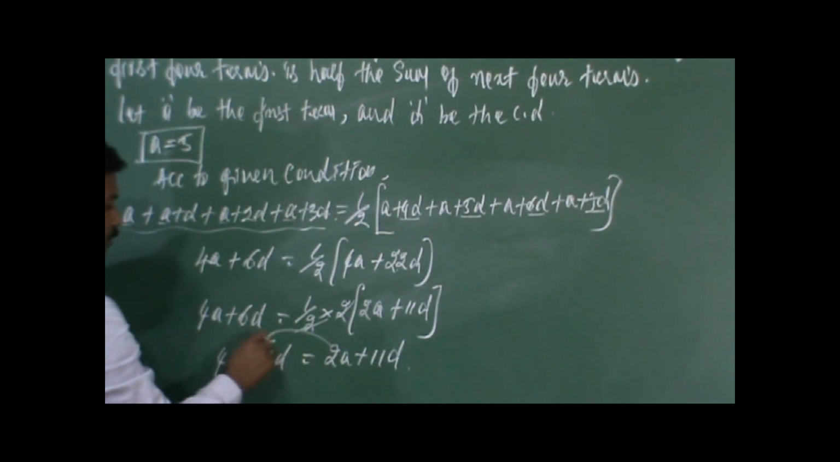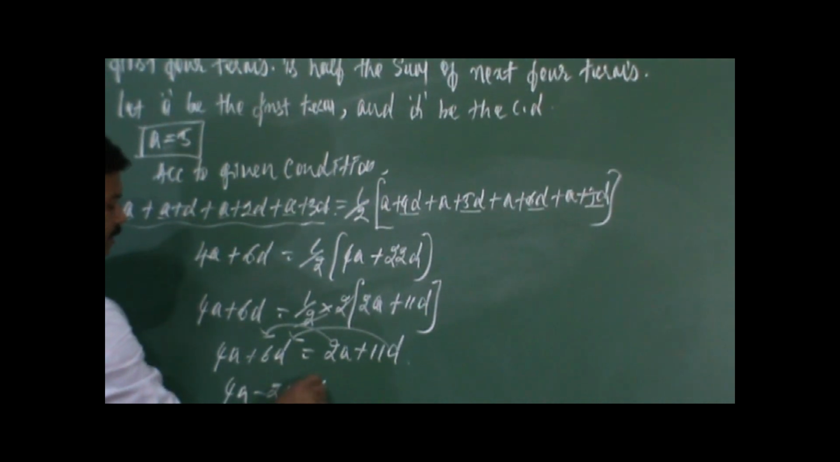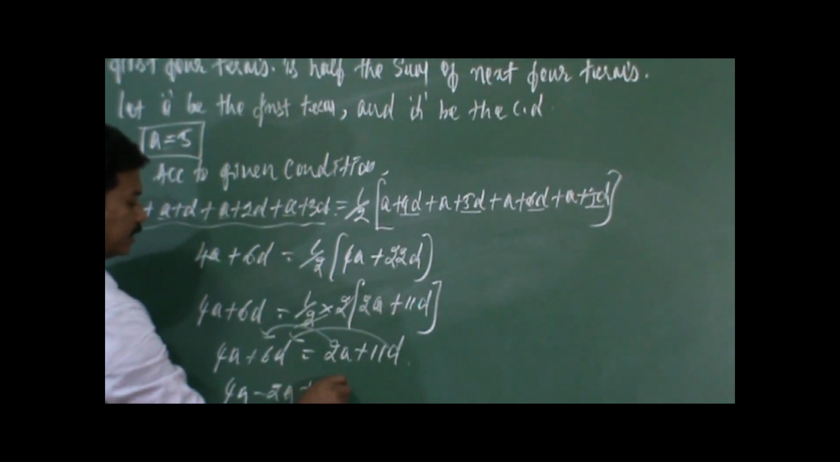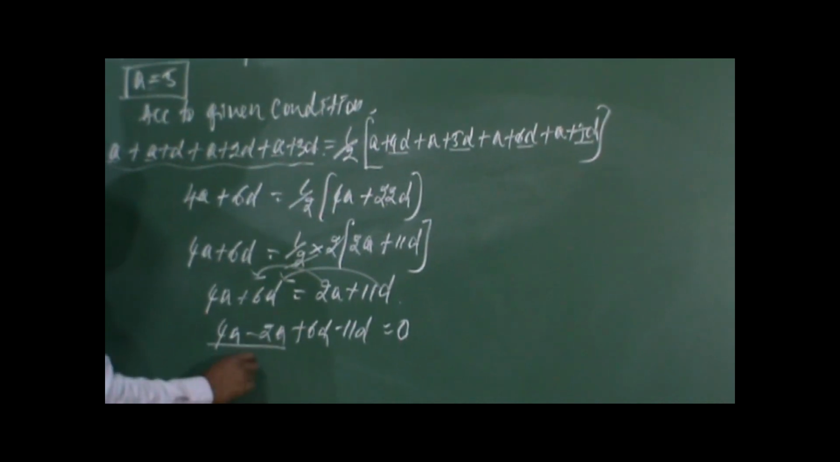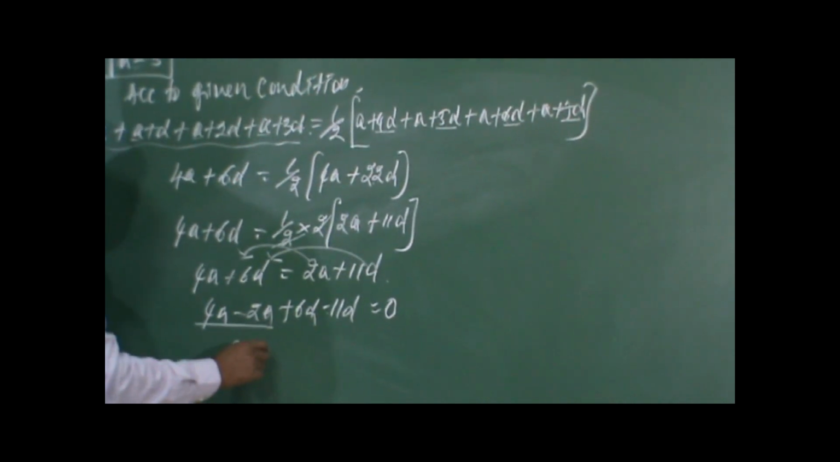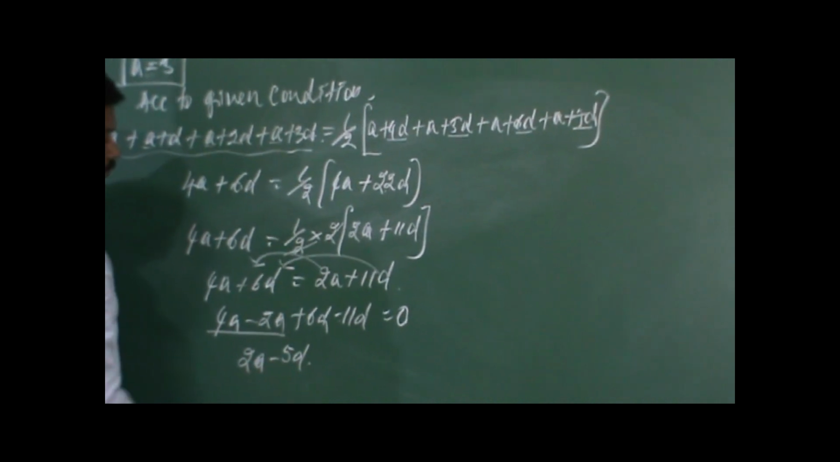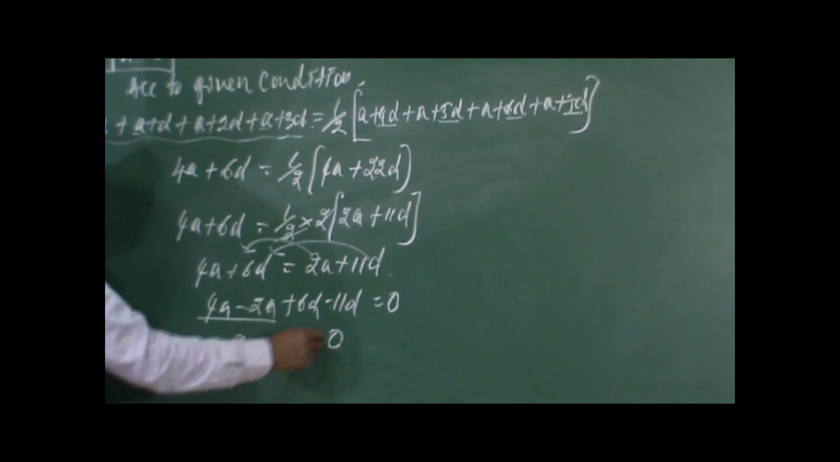So we will transpose both the terms to the LHS. So 4A, after transposing, is minus 2A, plus 6D, and plus 11D after transposing is minus 11D, equal to 0. So 4A minus 2A is 2A, plus 6D minus 11D is minus 5D, equal to 0. So 2A minus 5D is equal to 0.